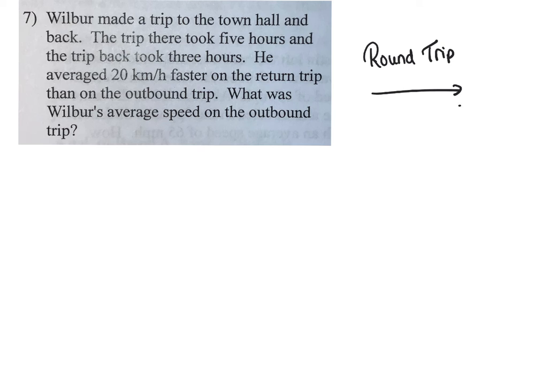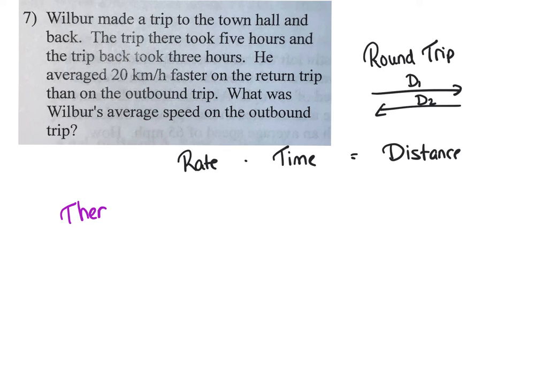So he's going there and back. What do I know about these distances? They are the same. We still have our rate times our time equals our distance. For round trip, you're going to have a there and you're going to have a back. So on the way there, the trip there took 5 hours. That is my time. The trip back took 3 hours. That's my time there. He averaged 20 kilometers faster on the return trip than on the outbound trip.